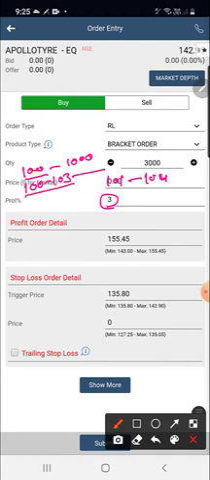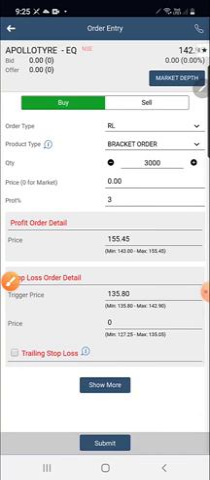When the script falls between 100 and 103, all my 3000 quantity will get executed. If it goes above 103.5, your order will not get executed. Only the 1000 quantity that got executed will remain as it is, but the balance quantity will not get executed. When it comes back again to 103, then the balance quantity will get executed. This is the protection percentage.